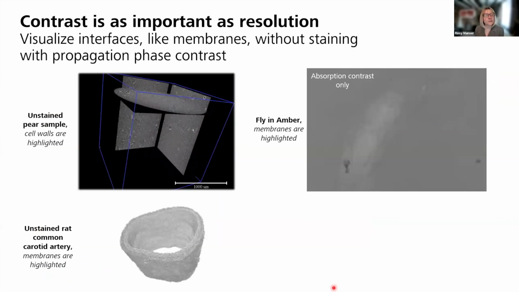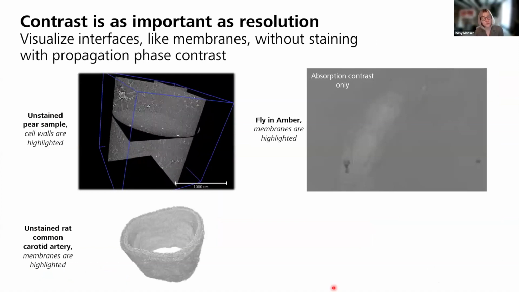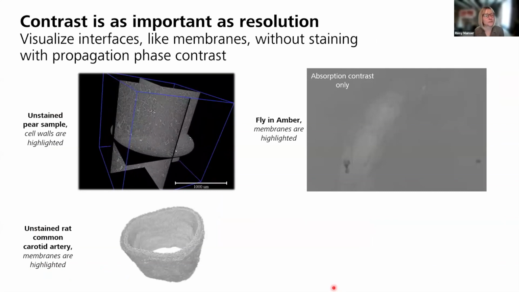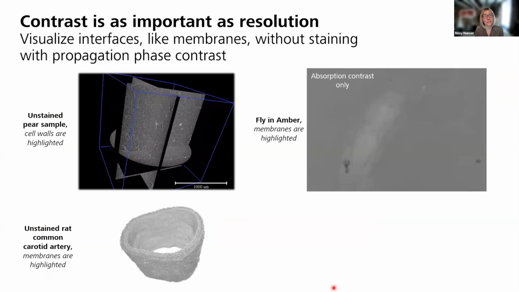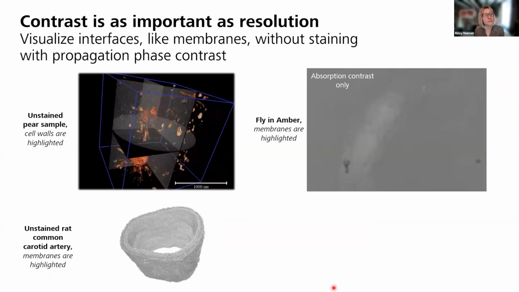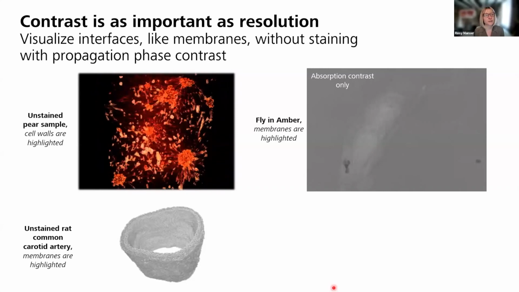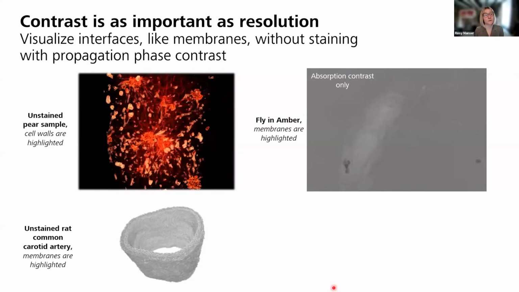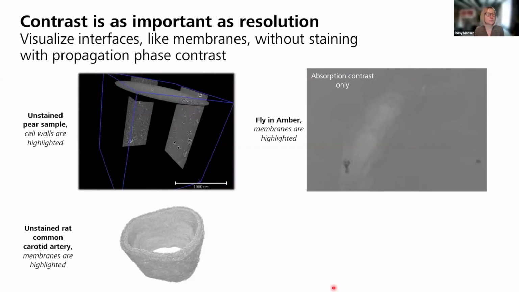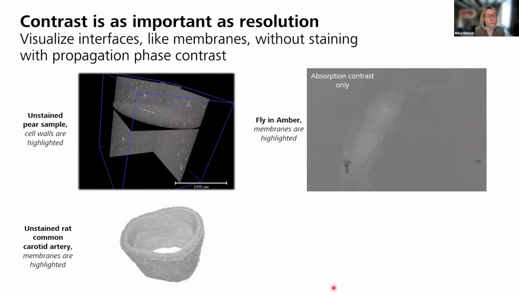And propagation phase contrast is another way of being able to do that. If there really isn't sufficient difference in absorption contrast in your specimen, you have to try and find other ways of being able to generate contrast. Propagation phase contrast relies on a difference in X-ray refractive index between different components of the specimen. So in the top left-hand image here, this is a pear sample, so a fruit sample that's been imaged using propagation phase contrast. There's a difference in refractive index between the walls and the cells, and that allows you to be able to pick out this network without physically having to put any staining or anything into that specimen to create more absorption contrast.